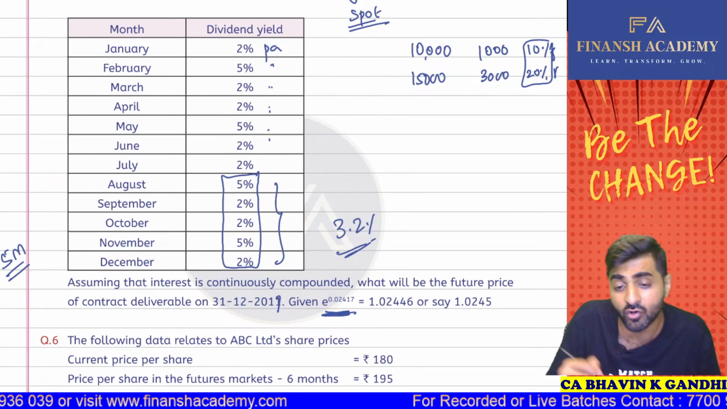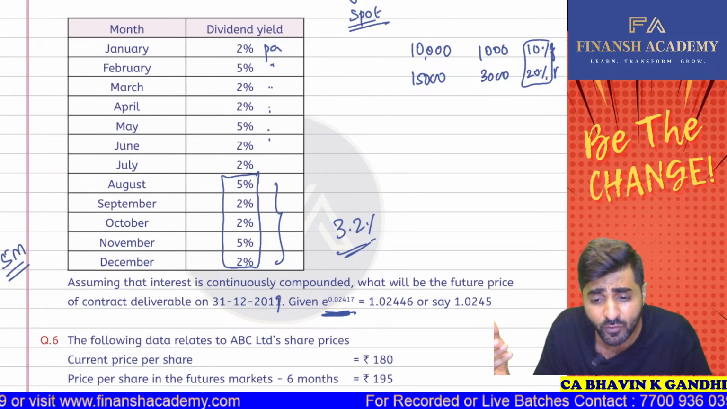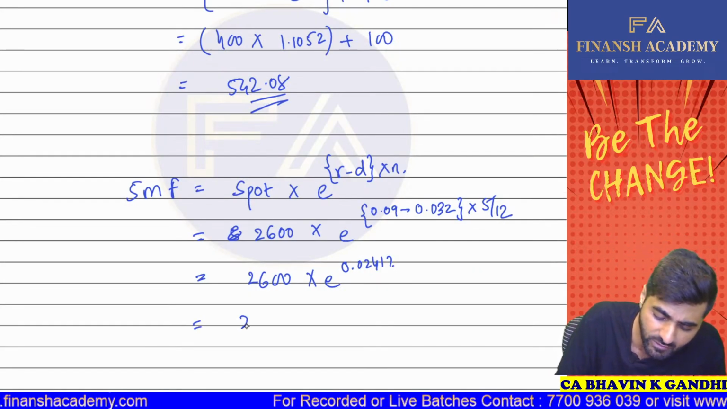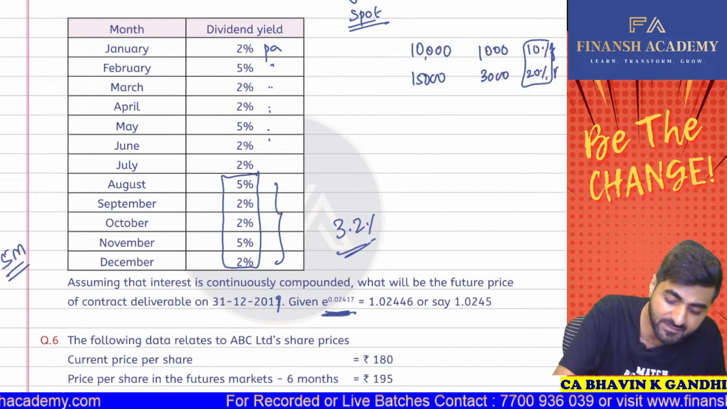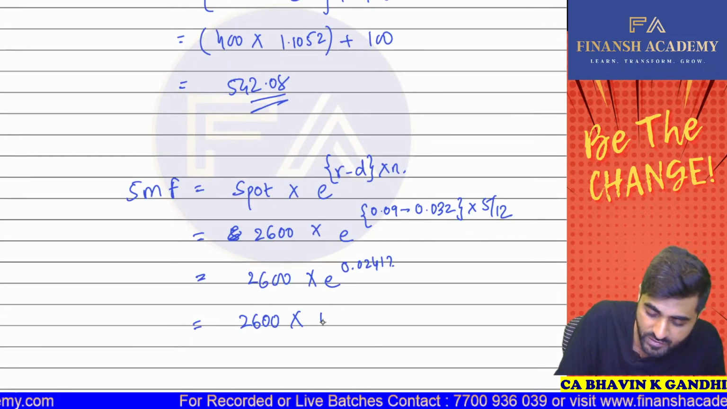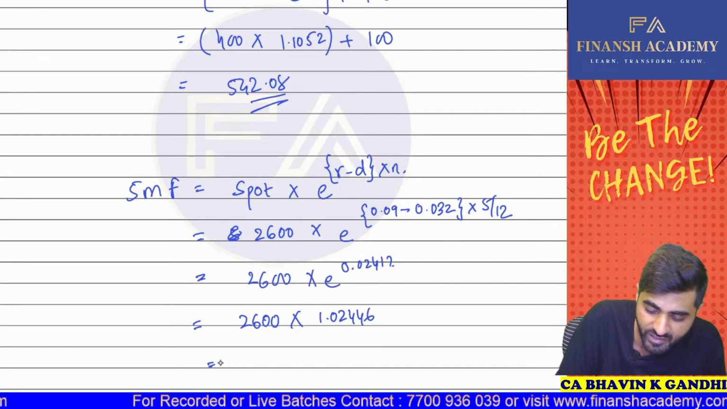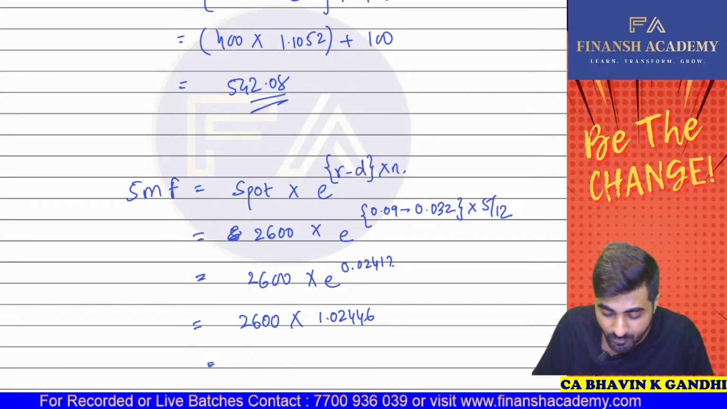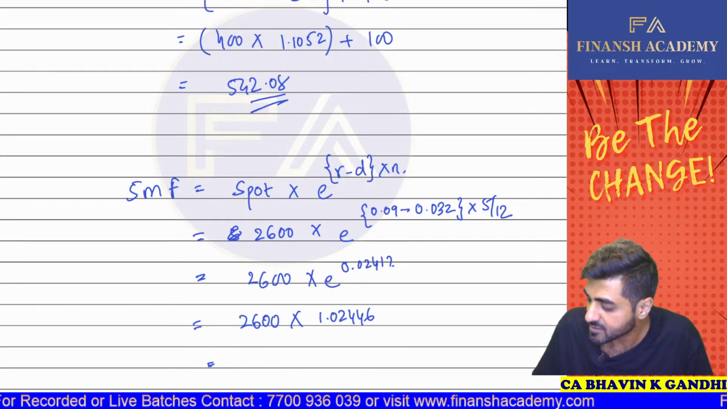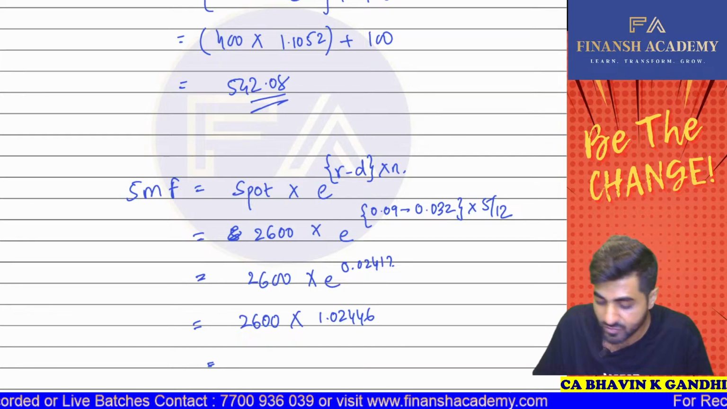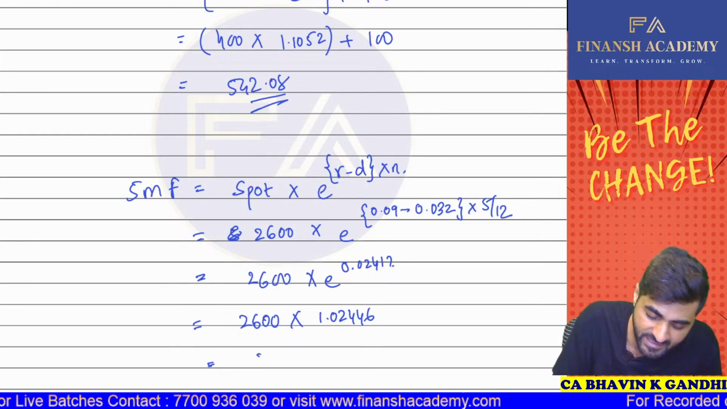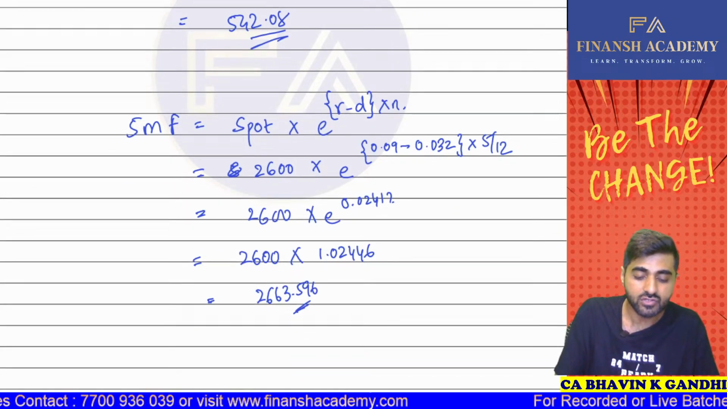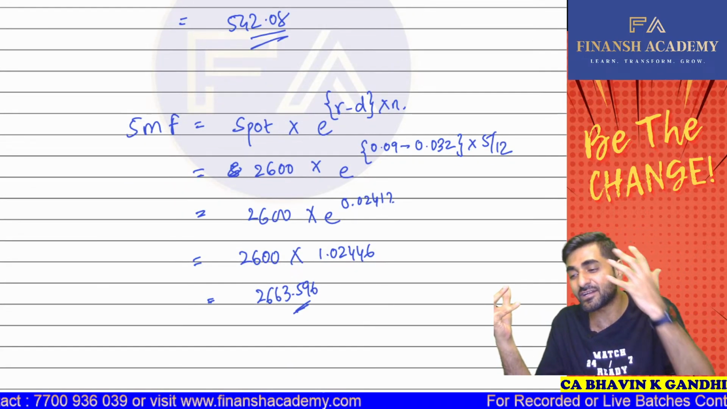So my dear students, do I have this available? Yes. e raised to the power 0.02417 will now give you 1.02446. So I need to now simply take 2600 and multiply this by 1.02446. So this will eventually give me my final answer, 2663.596, or approximately 2663.60. So this is the 5-month future index price which I needed to calculate.